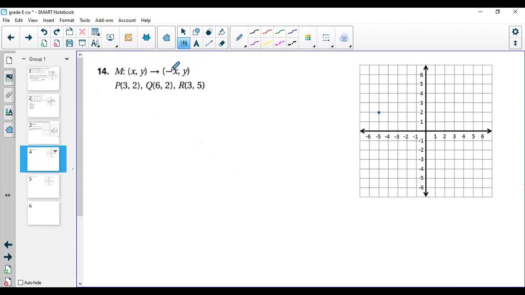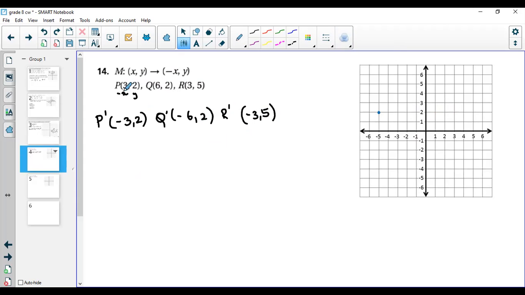Here we have xy, negative xy. So first let's write down the new coordinates of the image. So it's minus x, y, which means this needs to become negative and this stays the same. So P will become minus 3 and 2, and Q will become minus 6 and 2, and R will become minus 3 and 5. So we are almost done with half of the question. We found the new coordinates. Now graphing the coordinates is easier, right?